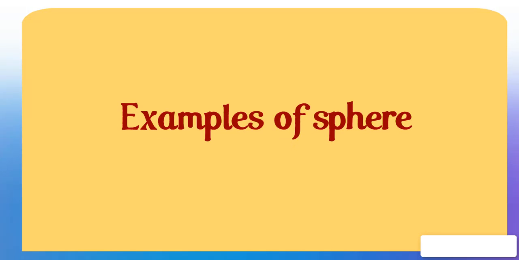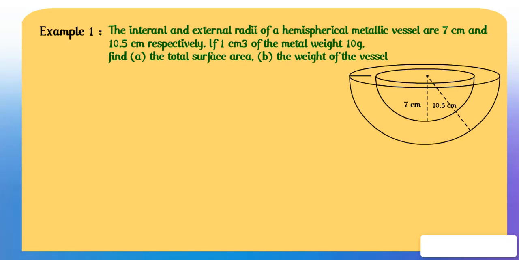Examples of sphere. Let's take an example. The internal and external radii of a hemispherical metallic vessel are 7 cm and 10.5 cm respectively. If 1 centimeter cube of the metal weighs 10 gram, find A. the total surface area, B. the weight of the vessel.